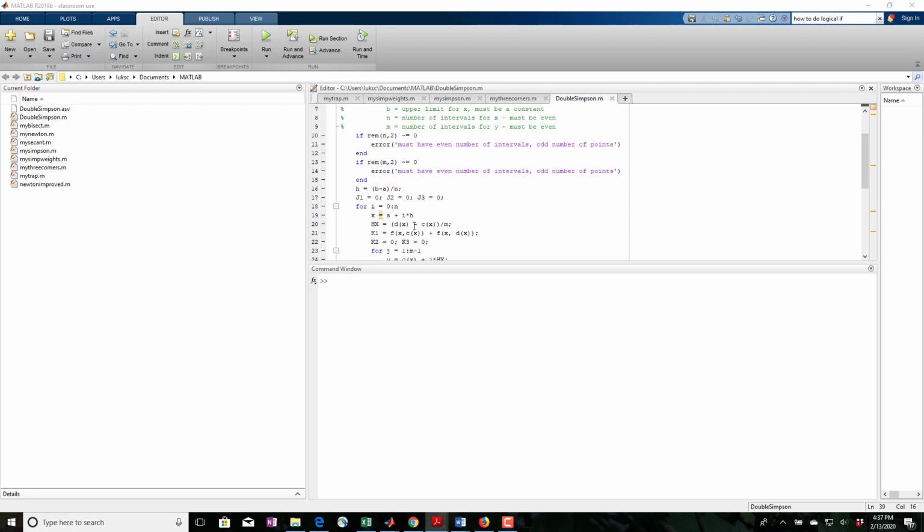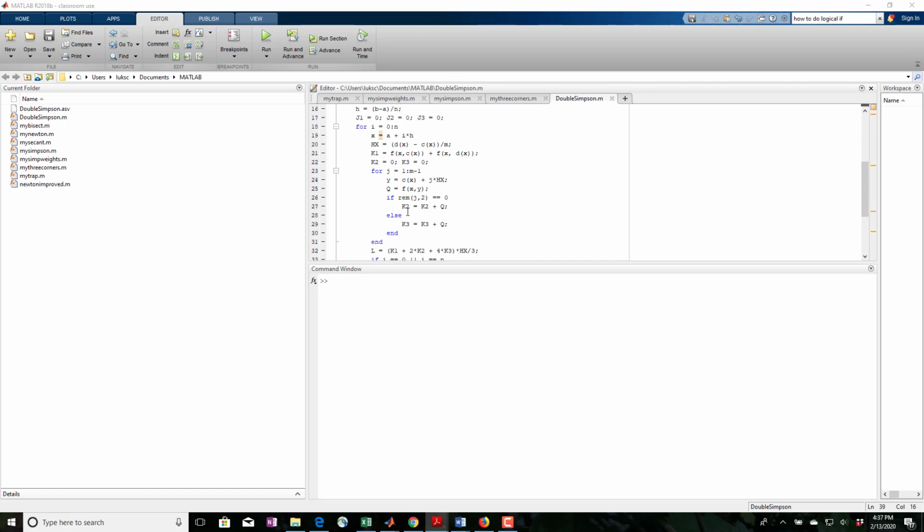And then hx is going to be the width of the intervals in the y direction. So d of x minus c of x over m. K1 is my initialization in the y direction. I have k2 and k3 initialized as 0. And then I'm going to go through and loop for my y counter from 1 to m minus 1. And so I'm going to add up my f of x delta x, essentially, for that.